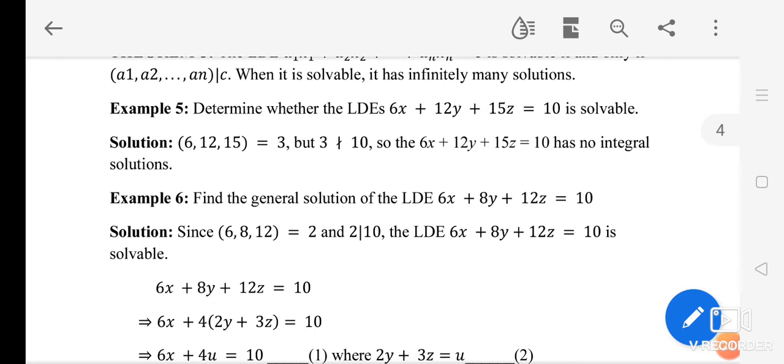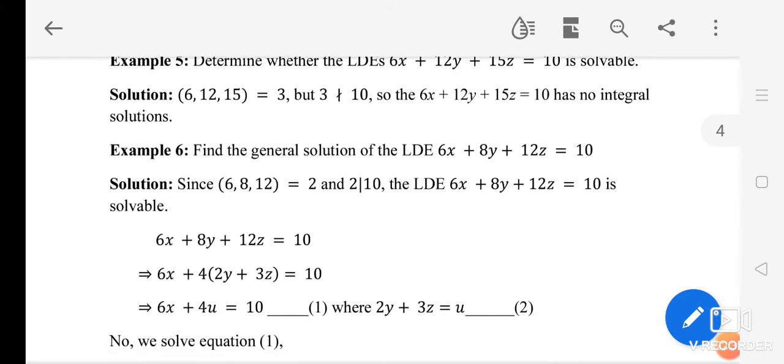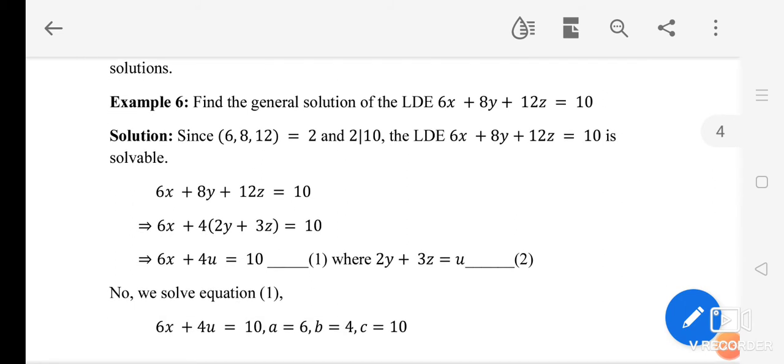So it is a 3 variable LDE. First we check whether the LDE is solvable. To verify this, we find the GCD of the coefficients. GCD of 6, 8, 12 is 2. 2 divides the constant term 10. So the LDE has an integer solution.